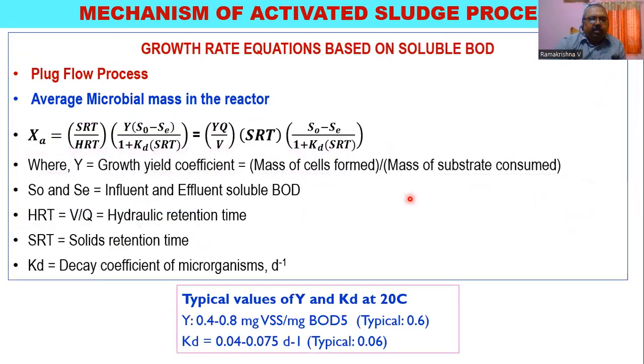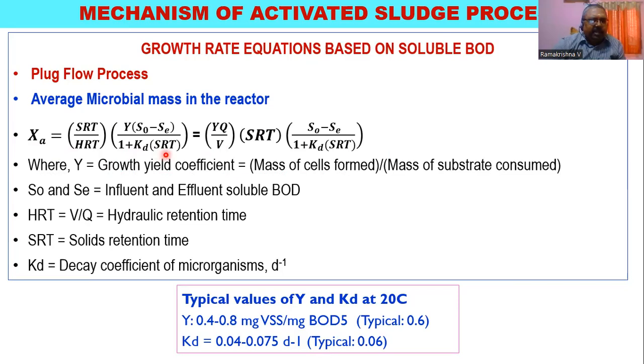Now we are talking about the growth rate equations for the plug flow process. In the plug flow process, the only thing is there is no complete mixing, only radial mixing. The lateral mixing is possible, and the wastewater is moving longitudinally in the tank. There is only lateral spread or lateral mixing. Because of that, the concentration of the solids in the tank is now to be considered as the average concentration at different points. That's the only thing we are talking about here, the average microbial mass in the reactor. So we are writing it as XA.